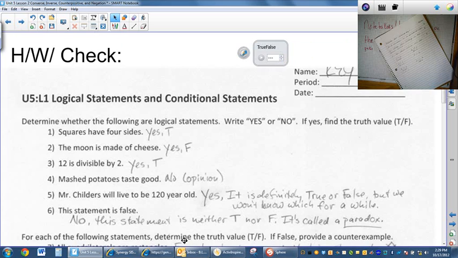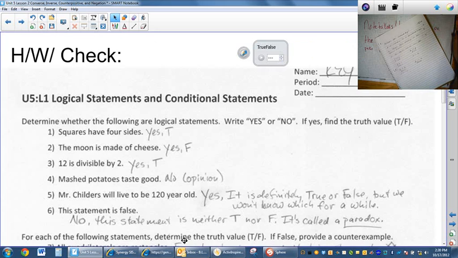Number 1, squares have 4 sides. Yes, it is a statement. It is true. 2, the moon is made of cheese. Yes, it is a statement. It is a false statement. 3, 12 is divisible by 2. Yes, it is a statement. It is a true statement. 4, mashed potatoes taste good. No, it is an opinion. It has no truth value because opinions have no truth value.